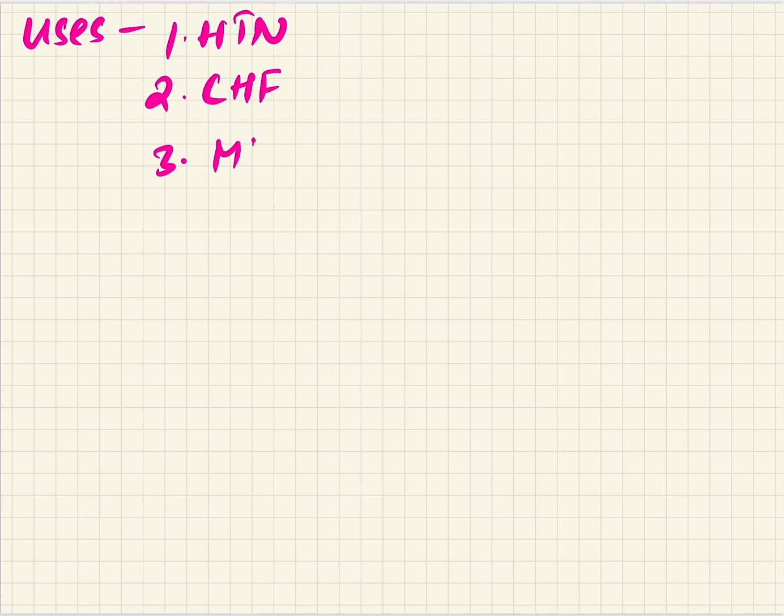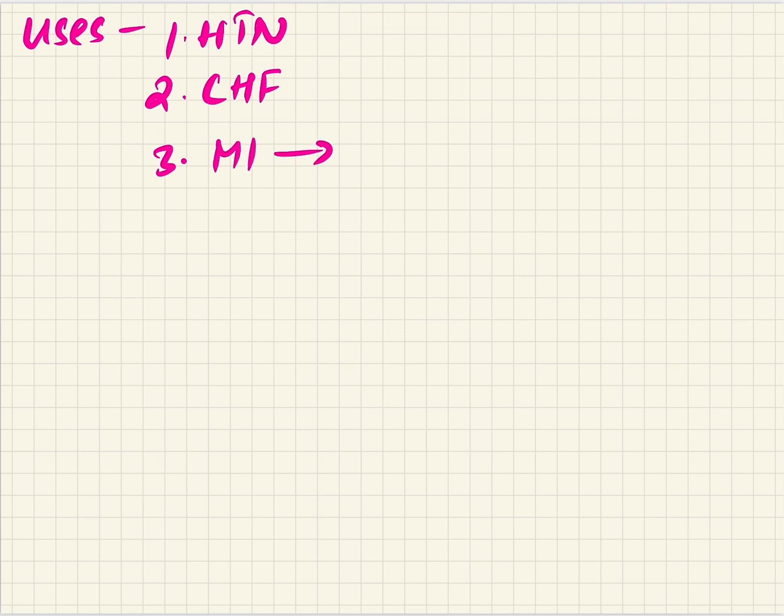Next, going to the uses. The first one is hypertension. They are the first line drugs used in all grades of hypertension. And second is congestive heart failure, where they're again treated as first line drugs. Next, myocardial infarction.